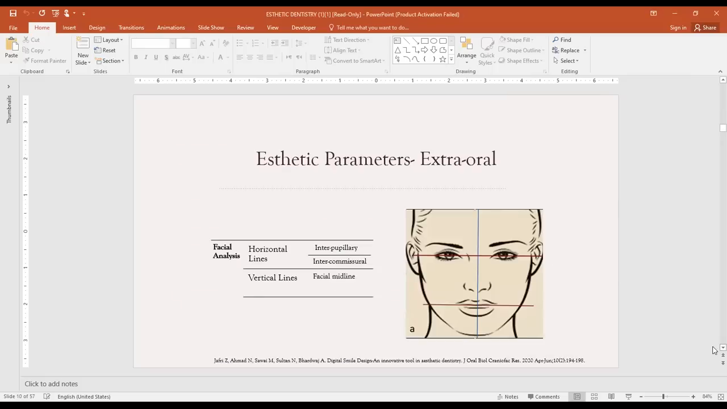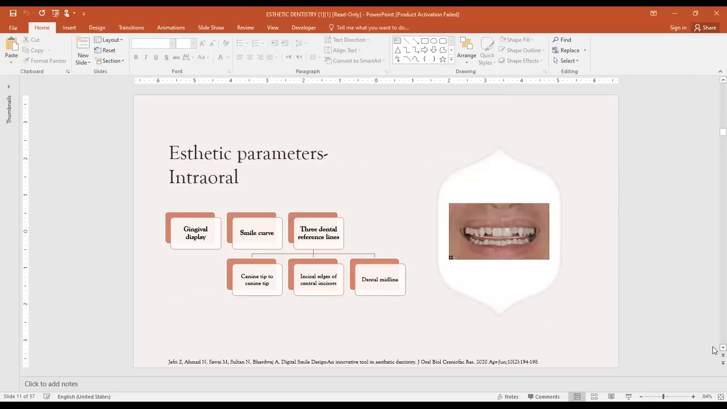And after that, these are the parameters, the aesthetic parameters intraoral. You have mentioned the zenith points and the contact location and so on. The aesthetic parameters intraorally could be from a frontal view and from a retracted view, so divide them by two.